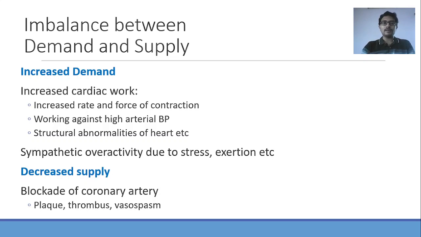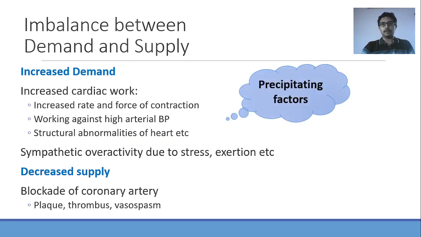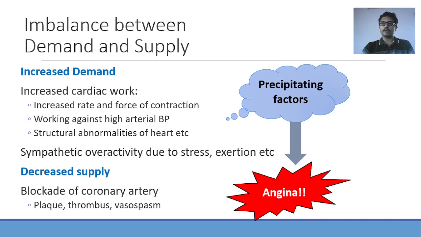So all the factors leading to increased myocardial work are precipitating factors for the patient to develop angina. In the setting of these precipitating factors, if there is a condition where the coronary artery is blocked, that will lead to angina pectoris. This is the basic pathophysiology behind development of angina pectoris.